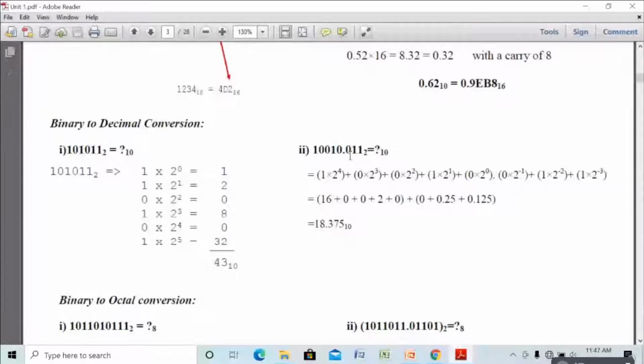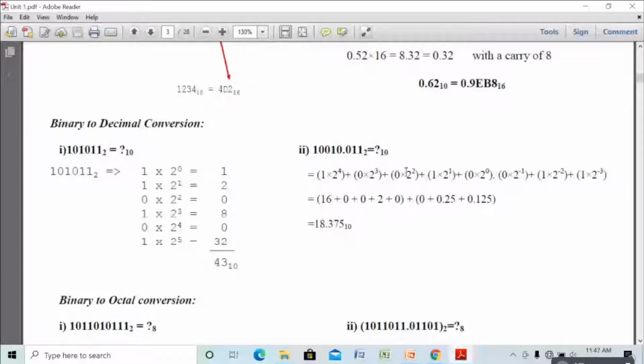Here you have to multiply all the bits by its position value, and finally we have to add all those numbers. Then we can get the decimal representation of such binary numbers. Here 0 into 2 power 0, 1 into 2 power 1, 0 into 2 power 2, 2 power 3, then 1 into 2 power 4. So it's written here.